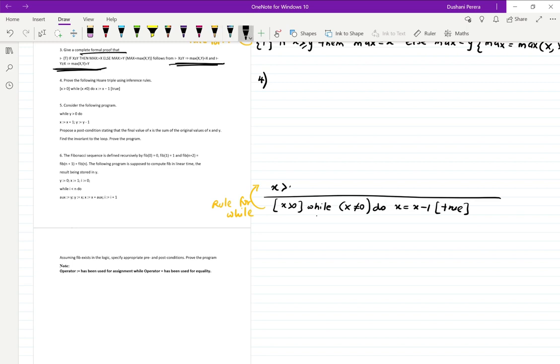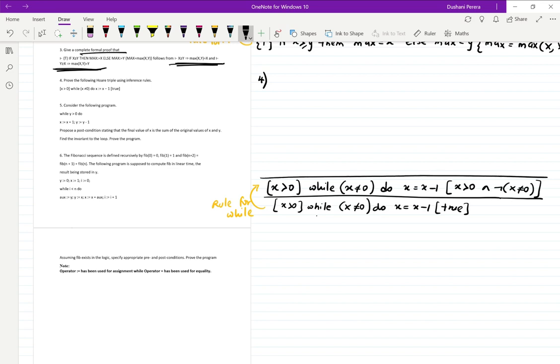So we have P while C do S, and then we have P and negation C. P. Okay, then we have P and C. X equals x plus 1 minus 1. And we have P.